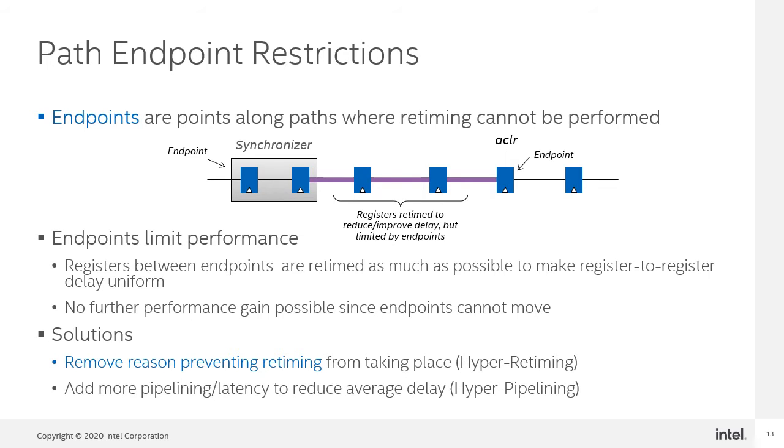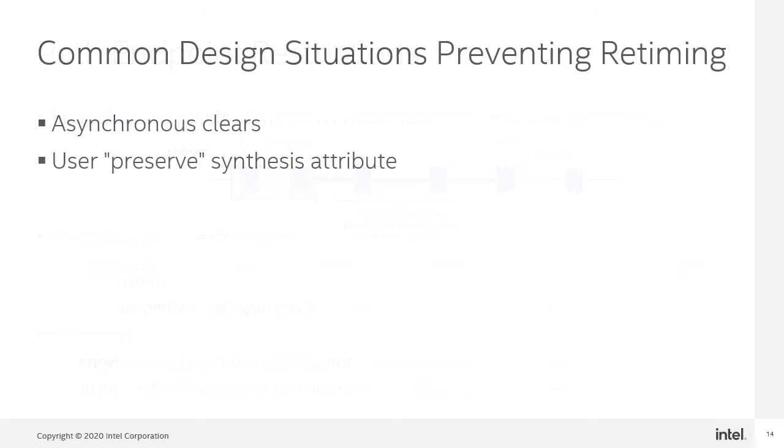To fix limitations induced by endpoints, you must either employ a hyper-retiming technique to remove the restrictions preventing the endpoints from being retimed, or a hyper-pipelining technique, which includes adding more registers to reduce the average delay. Some common design situations that prevent retiming are listed on this slide. They include asynchronous clears and logic tagged with the user-preserved synthesis attribute. We will discuss these restrictions in more detail in the upcoming slides.